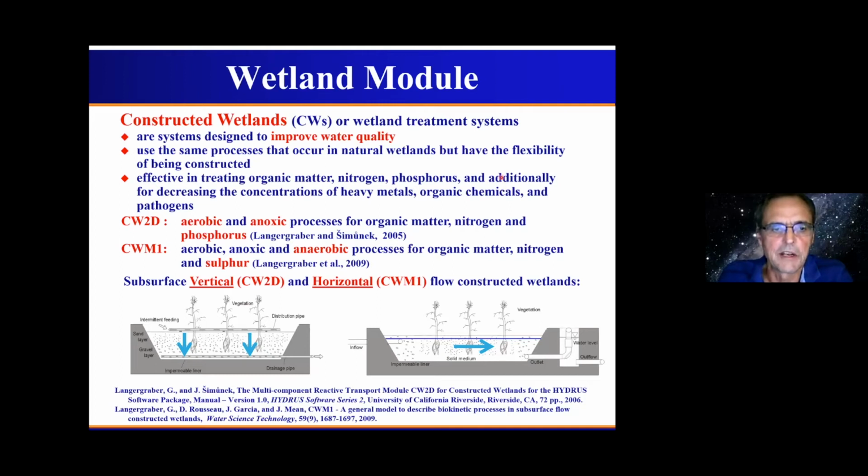And there are different types of wetlands. There are wetlands with the vertical flow. So, and those are usually unsaturated. So the processes occurring here are aerobic and anoxic. And then they have horizontal flow wetlands where the conditions are saturated and then the processes may become anaerobic. And because these two systems are quite different, we developed two modules. One is called CW2D, it's for this vertical flow, and one is CWM1 for the horizontal flow.